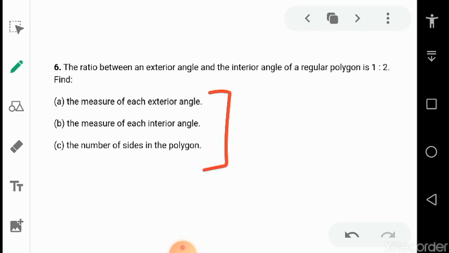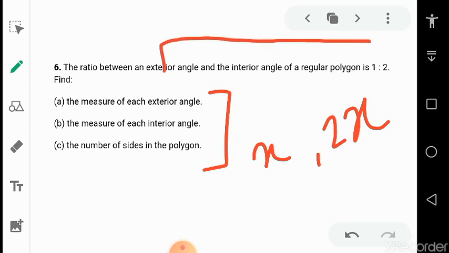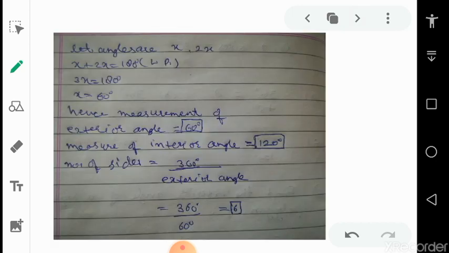Okay, so you can imagine that the angles are x and 2x. Okay, simply it means the first is exterior angle, so the ratio is related to exterior angle. Second is interior angle, so 2 is related to interior. We can say x is exterior angle and 2x is the interior angle. Now as we know, sum of both these is 180 degree as they are linear pair. So we will do in this way.